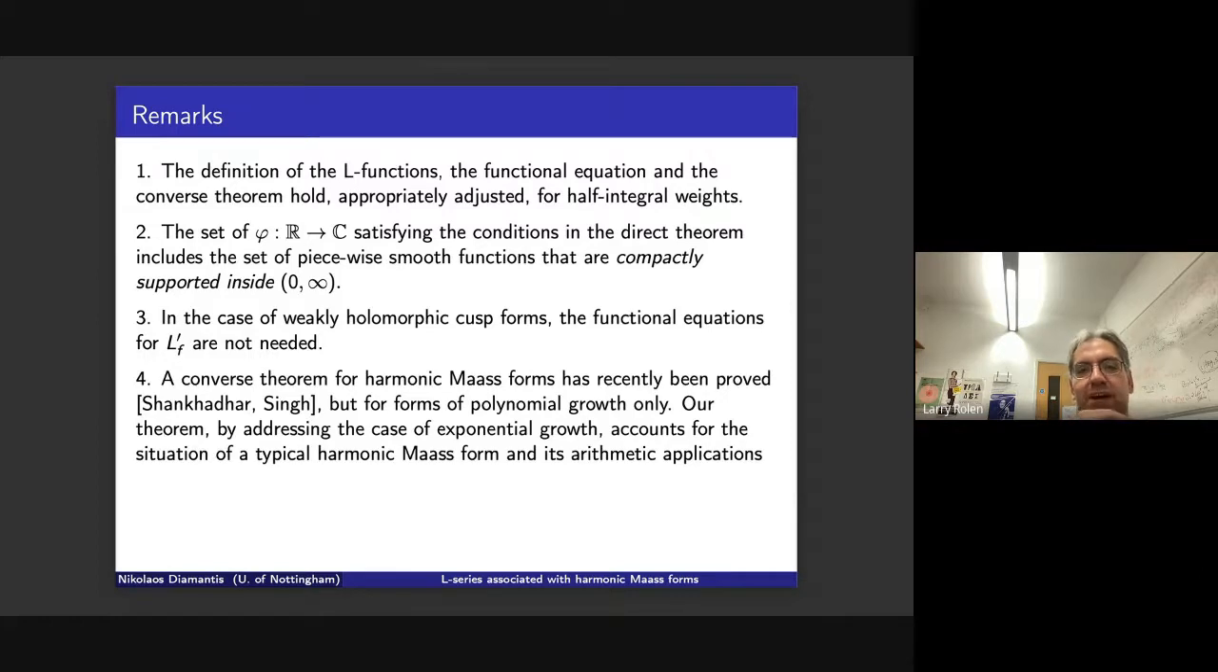Now the context of that. As far as we know, the only converse theorem for harmonic mass forms was proved actually a few months ago by Shankar and Singh, but this included only forms of polynomial growth. So although it would cover the case of the non-holomorphic part, it would not address the case of the exponential growth, which is in some sense the more common case, especially for applications into arithmetic. And that was our main effort here, to address exactly this exponential growth. And that in turn is what necessitated things like looking at compactly supported functions, which were not required in the work of Shankar and Singh.